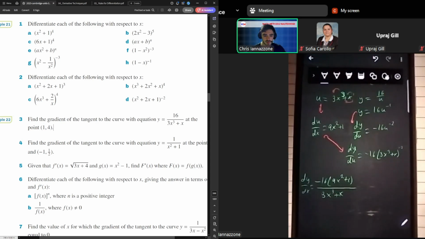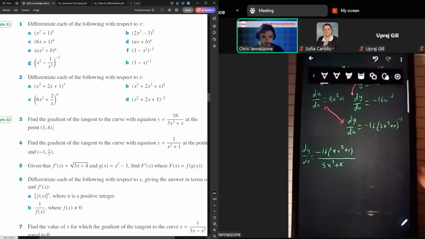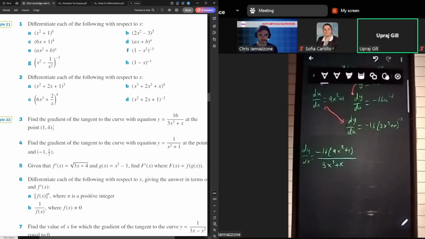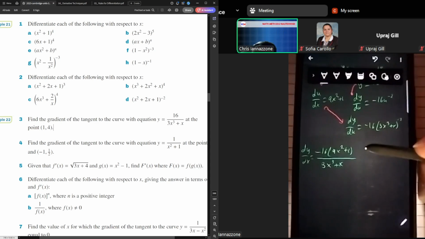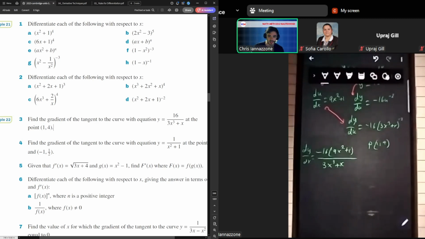Okay, so that's our derivative. Does anyone remember what the derivative actually tells you about a function? The gradient at a given point. Yeah, the gradient for any given point. So if we want to find the gradient of the tangent to this curve at a given point, I'll rewrite the point down here. The point was 1, 4. What are we going to do to actually achieve that?